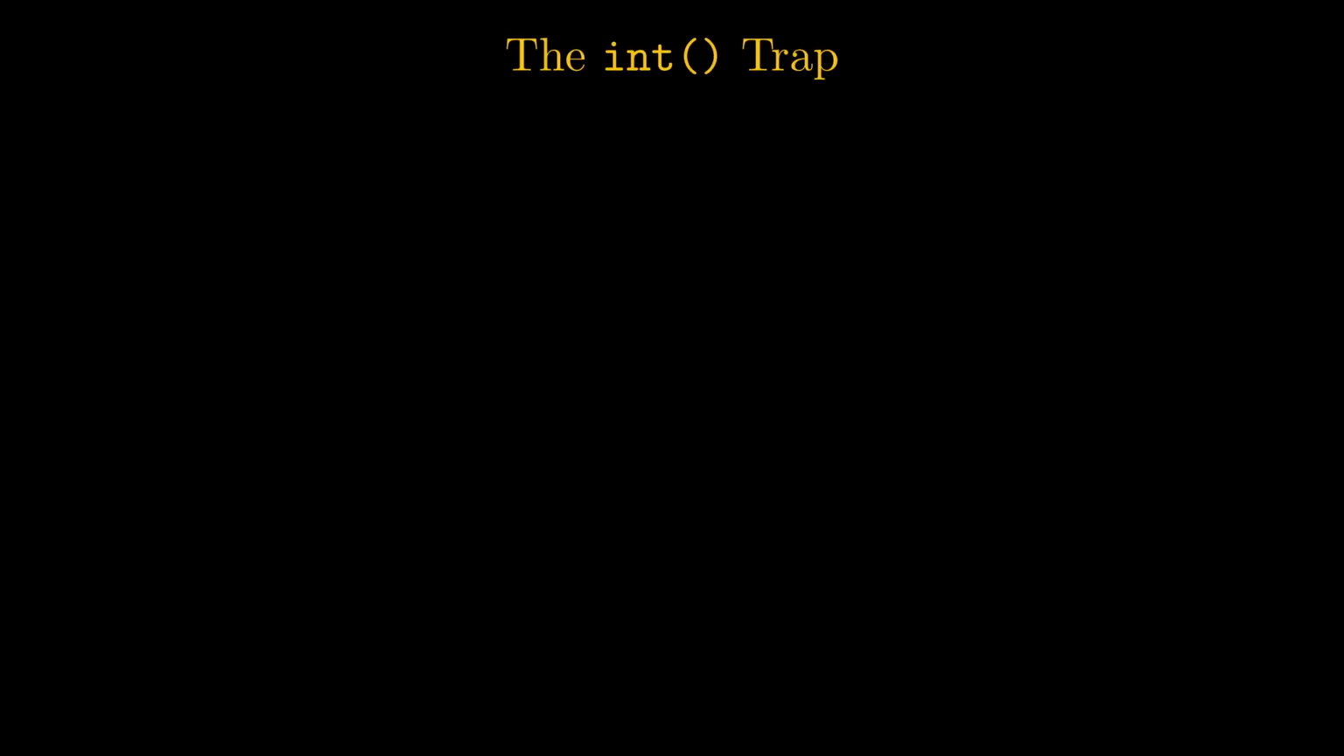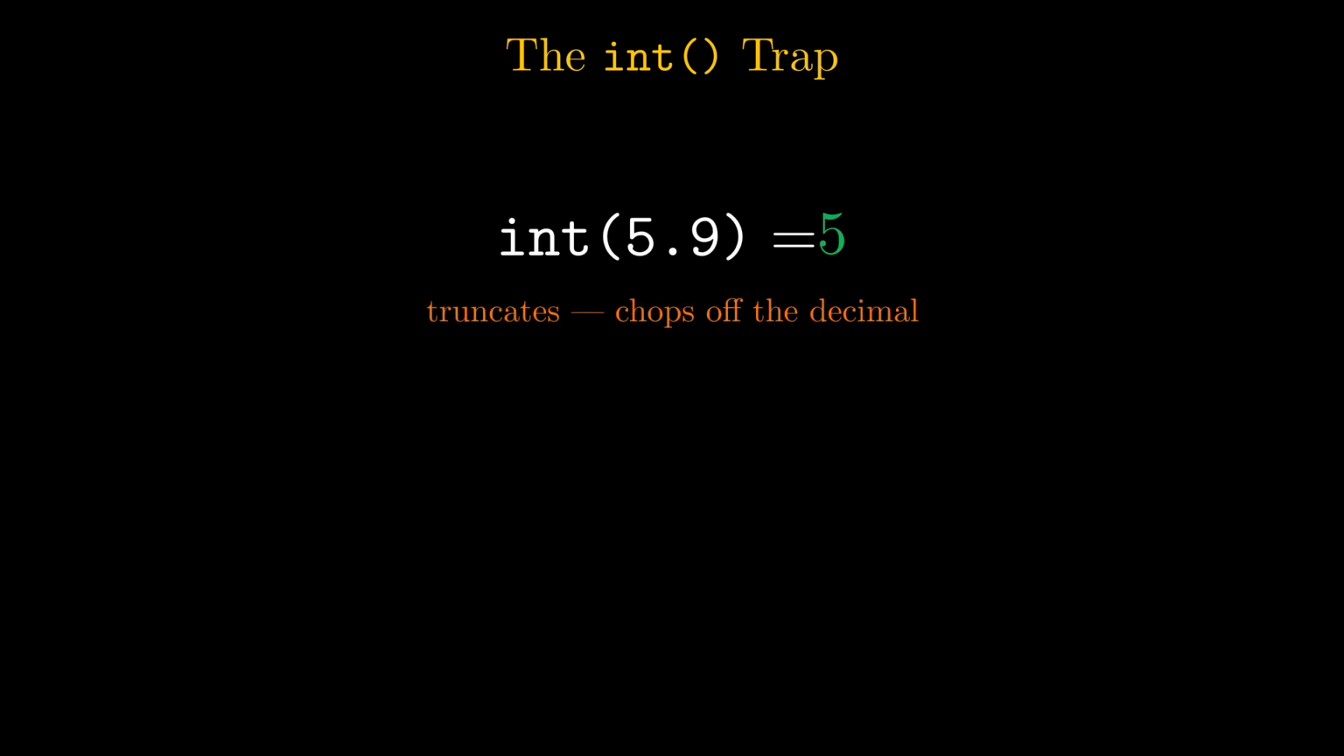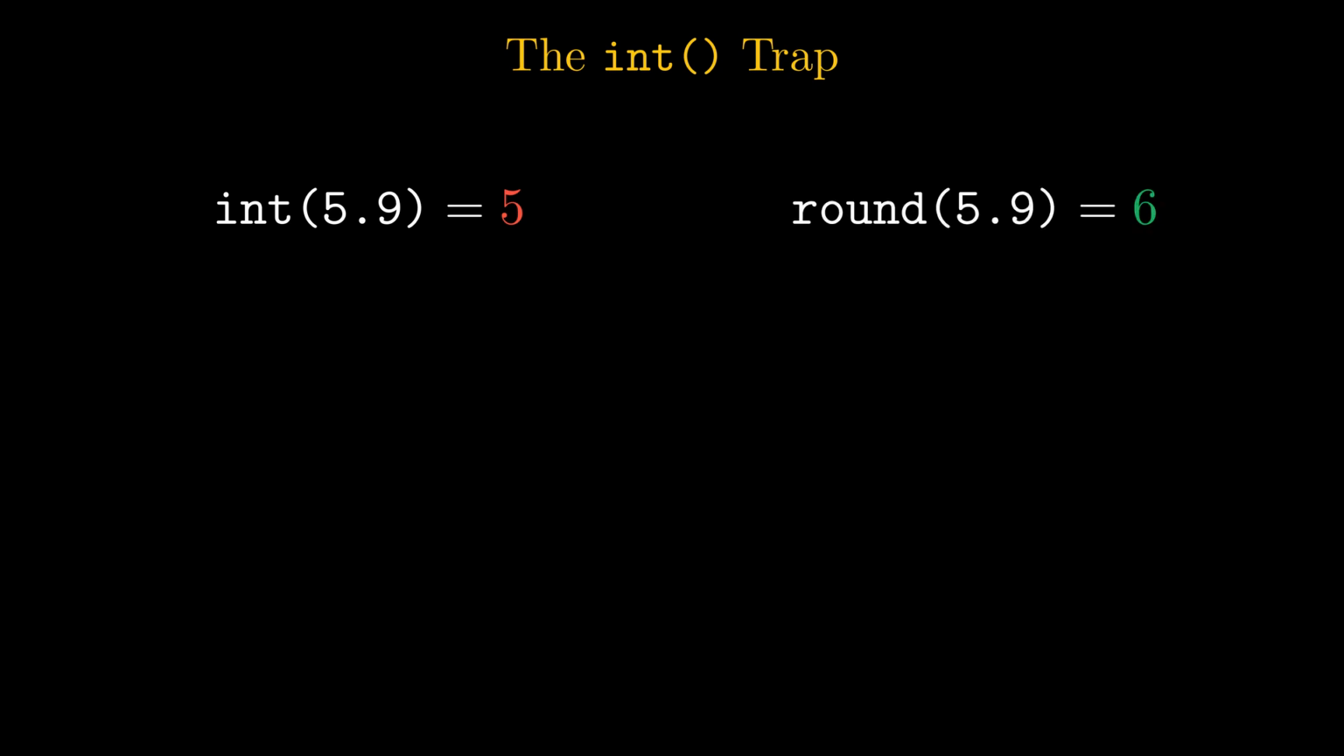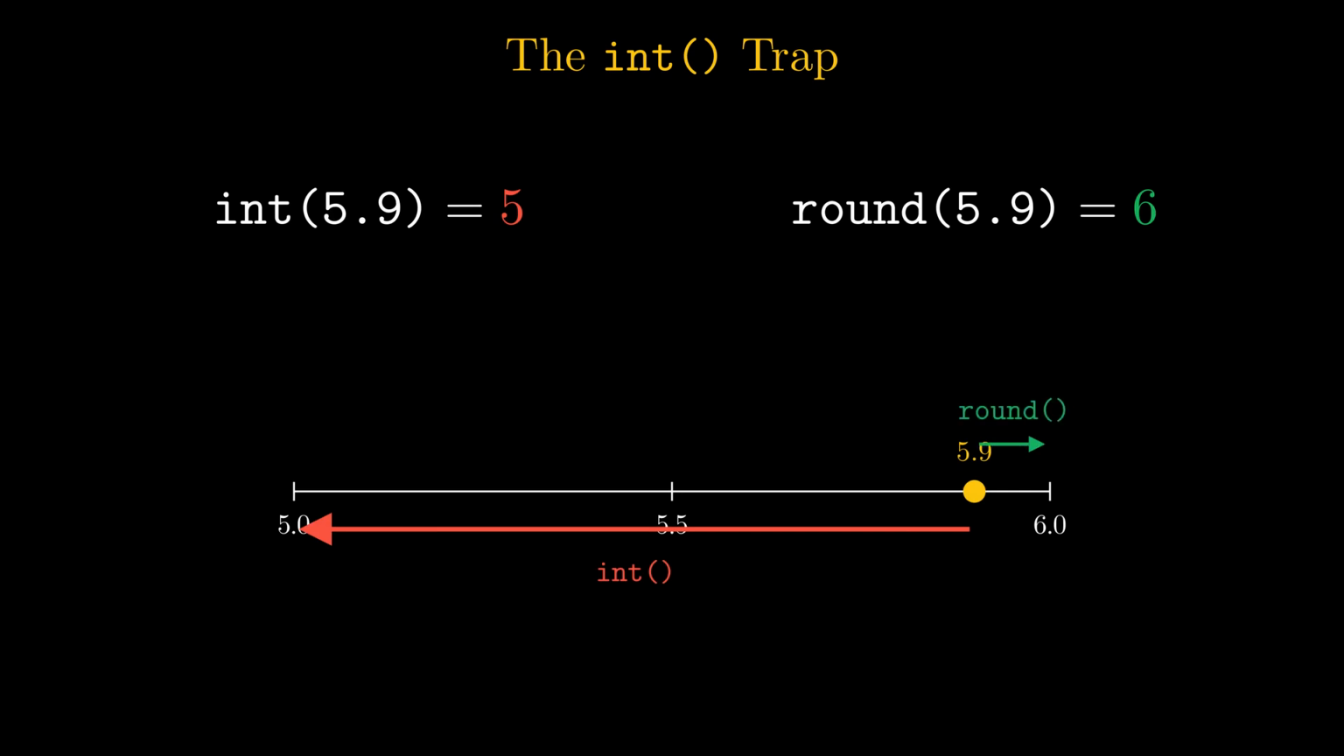Here is the trap that bites every beginner. What does int(5.9) return? Most people guess 6. Wrong, it returns 5. The int function does not round. It truncates, meaning it chops off everything after the decimal point. 5.9 becomes 5. 5.1 also becomes 5. -5.9 becomes -5. If you actually want rounding, use the round function. round(5.9) returns 6 because 5.9 is closer to 6 than to 5. So remember, int chops. Round rounds. Picture a number line between 5 and 6 with 5.9 marked. int yanks it left to 5, round nudges it right to 6.